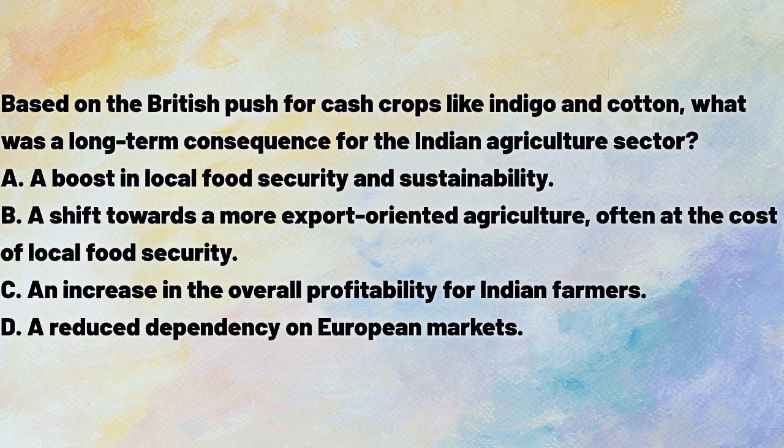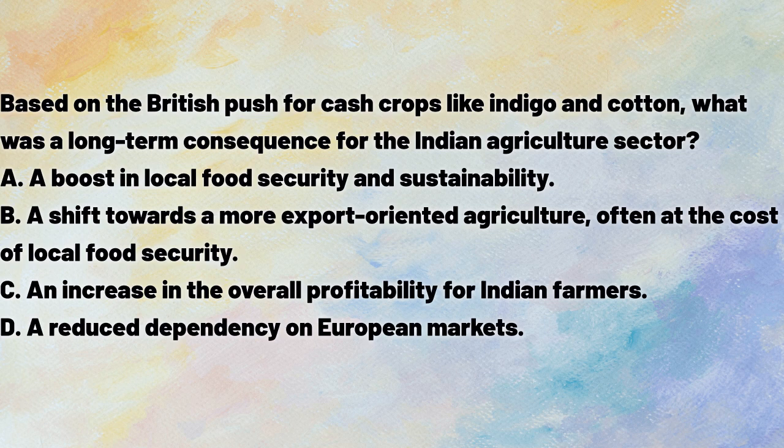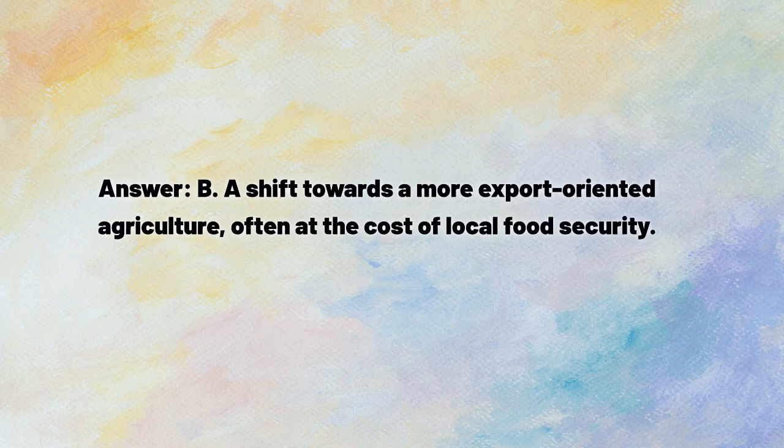Based on the British push for cash crops like indigo and cotton, what was a long-term consequence for the Indian agriculture sector? A. A boost in local food security and sustainability. B. A shift towards a more export-oriented agriculture, often at the cost of local food security. C. An increase in the overall profitability for Indian farmers. D. A reduced dependency on European markets. Answer: B. A shift towards a more export-oriented agriculture, often at the cost of local food security.